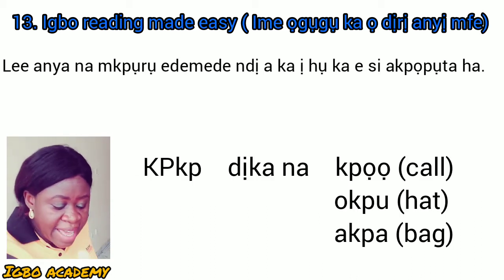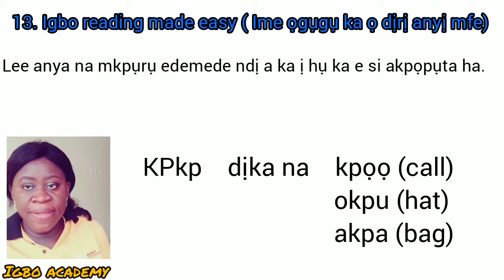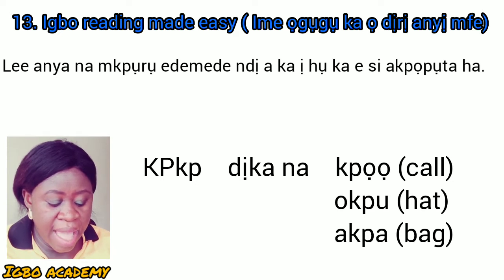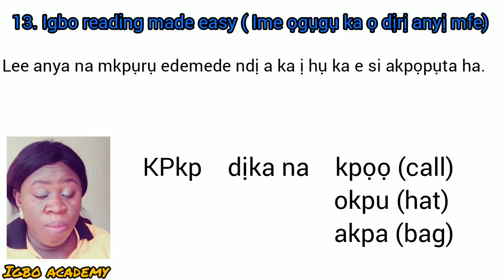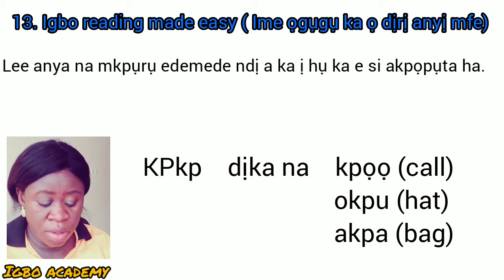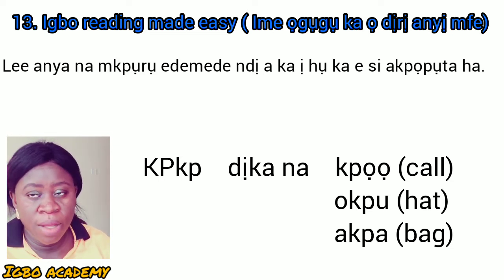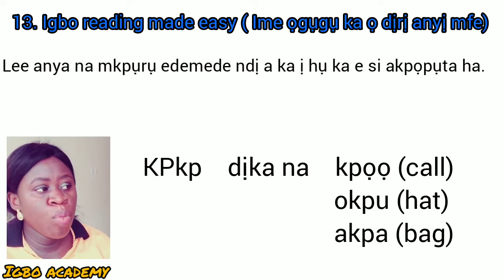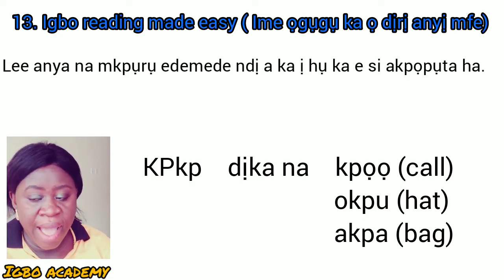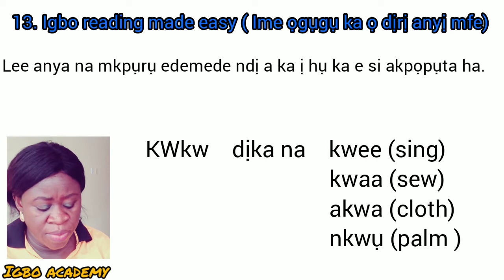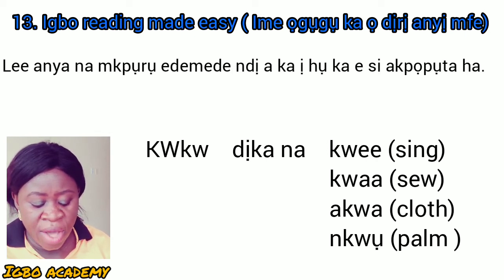Then the next is KP. It is pronounced kpe, kpe. Dịka na kpọ. Kpọ means to call. Okpu, hat or cap. Akpa, bag. Kpọ, call. Okpu, hat. Akpa, bag. The next is kwe, K and W, kwe. Kwe, dịka na kwe. Kwe means to sing.